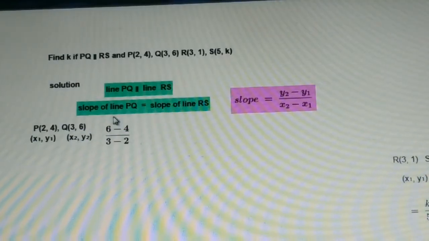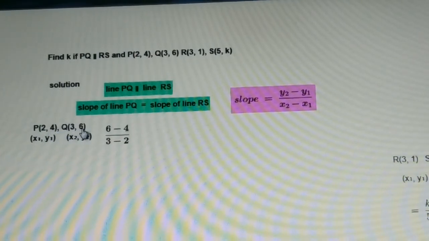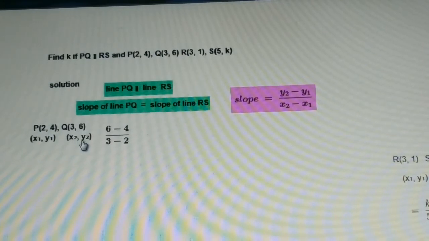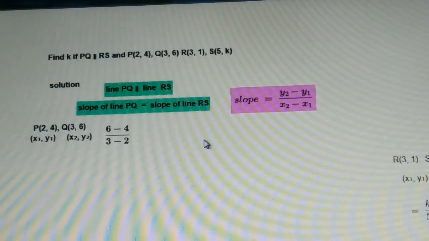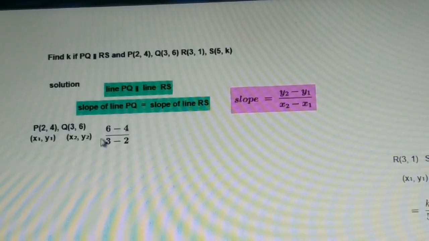Let us find the slope of line PQ. Consider points P and Q. P is (2, 4) and Q is (3, 6). Let us assume that coordinates of P are x1, y1 and coordinates of Q are x2, y2. That means we have x1 is equal to 2, y1 is equal to 4, x2 is equal to 3 and y2 is equal to 6. Putting values in the formula y2 minus y1 upon x2 minus x1, we get here 6 minus 4 upon 3 minus 2.